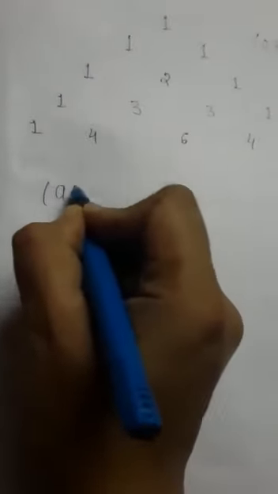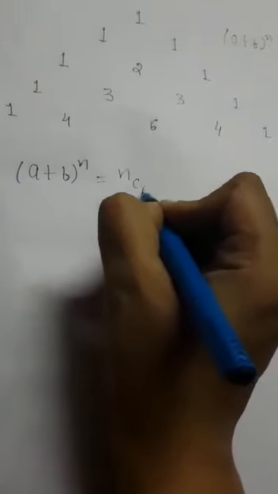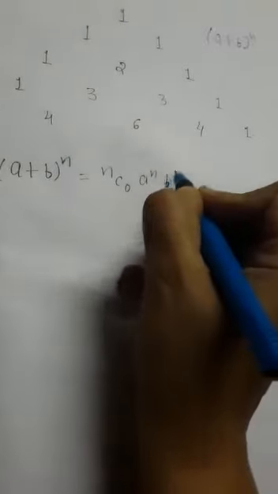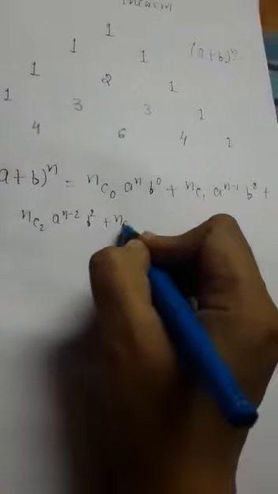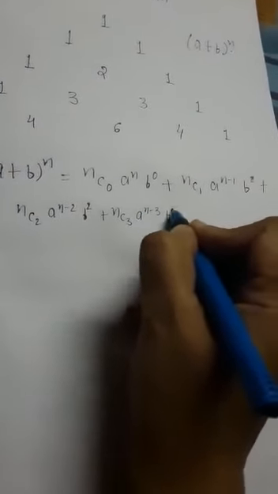Now let's talk about binomial theorem. Binomial theorem says that for any natural number n, we define a plus b whole raised to power n is equal to nC0 a raised to power n b raised to power 0 plus nC1 a raised to power n minus 1 b plus nC2 a raised to power n minus 2 b square plus nC3 a raised to power n minus 3 b cube plus so on, nCn a raised to power n minus n b raised to power n.